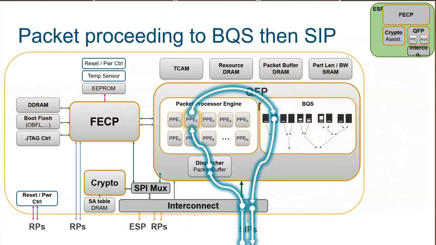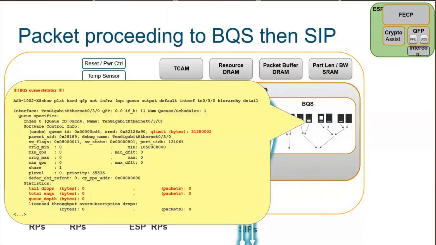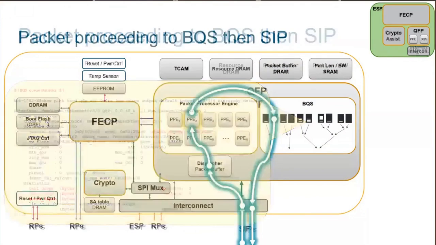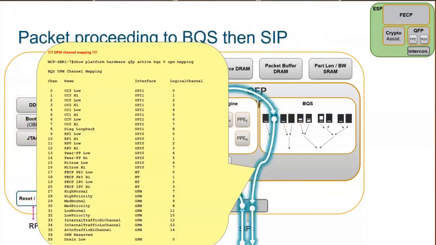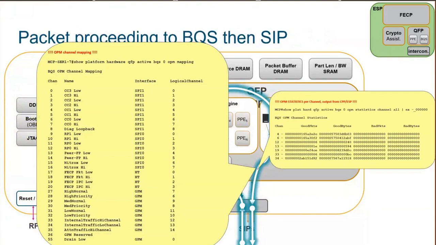Now, once the packet is processed, it will be stored in the buffer DRAM if BQS is busy. And once the BQS is available, it will queue that particular packet. If QoS is applicable, it will apply that QoS. And once that is applied, it will schedule and send the packet out towards the exit interface, where the SIP takes the packet and sends it out.